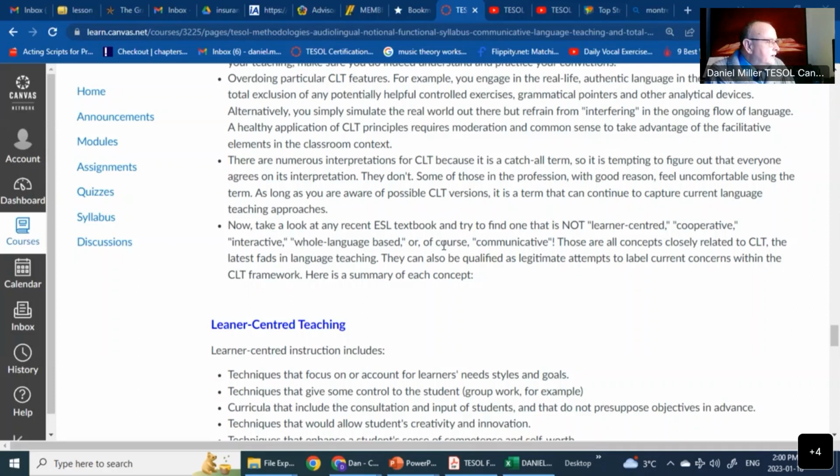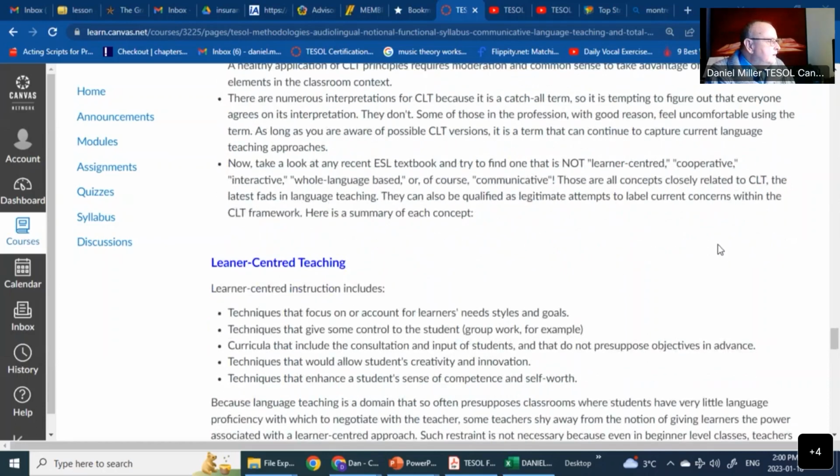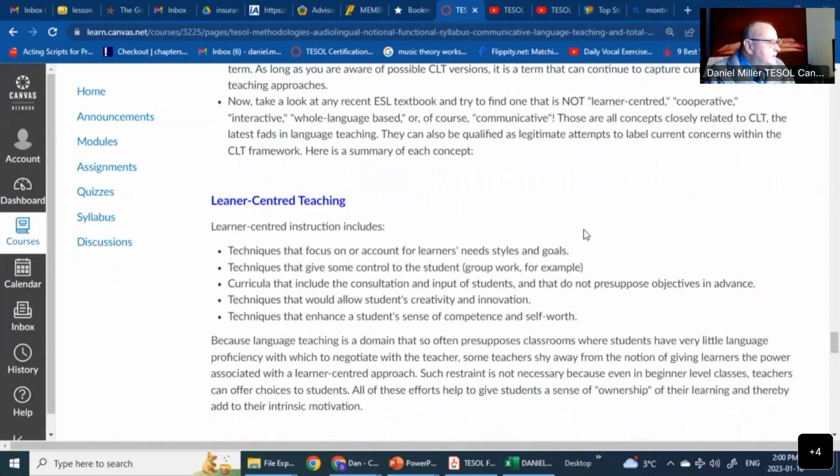Now take a look at any recent English as a second language textbook and try to find one that is not learner-centered, cooperative, interactive, whole language-based, or of course, communicative. Those are all concepts closely related to CLT, the latest fads in language teaching. They can also be qualified as legitimate attempts to label current concerns within the CLT framework. Here's a summary of each concept.